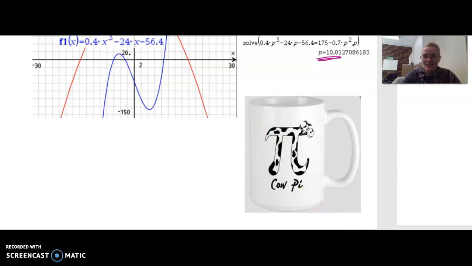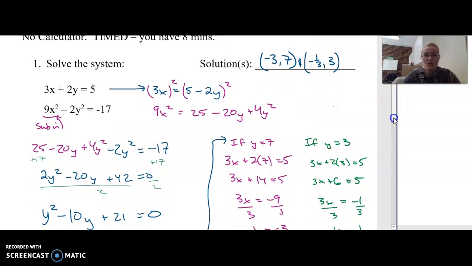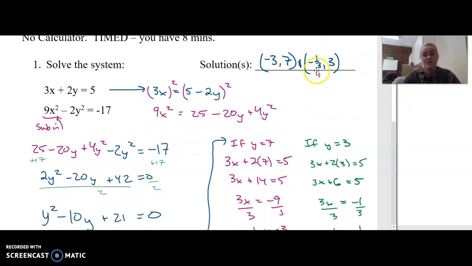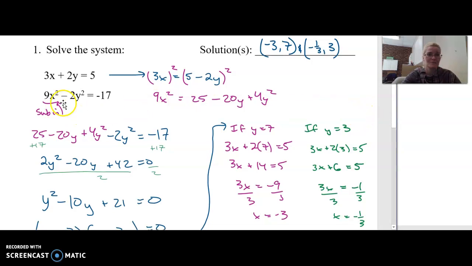All right, looking then at quick check 7.1b. Go ahead and pause the video if you need to, so you can then pull up 7.1b yourself and kind of look and compare. But the correct solutions were negative 3.7 and negative 1/3, 3. Again, if you got this right, skip to the next section where we talk about the last quick check. But if you didn't, let me talk through my solving procedures, because this was one without a calculator.